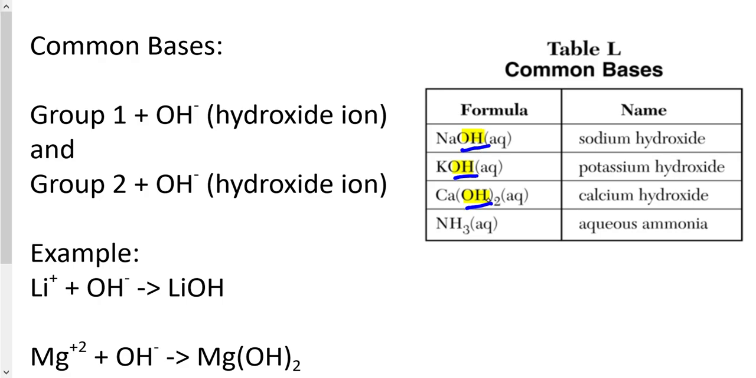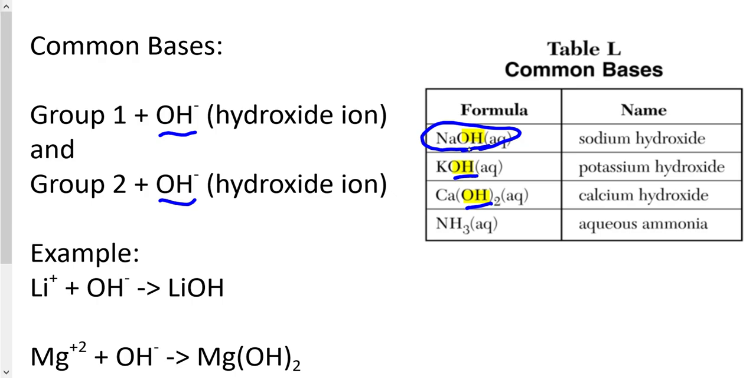Common bases. If you look at your reference table L, you're most probably going to realize that most bases have OH. That's because according to Arrhenius theory, bases are going to produce hydroxide ion, which is OH minus ion. So the most common bases are when you have a group 1 element with the hydroxide ion. For example, sodium hydroxide. Sodium is from group 1 attached with the polyatomic ion of hydroxide, and together it forms sodium hydroxide.